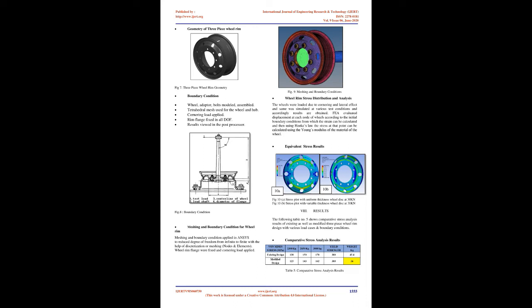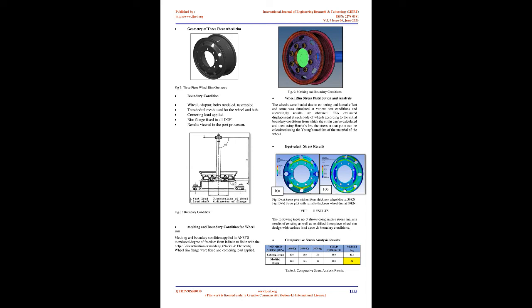7. Analysis. TATA 1109 ILCV wheel rim specification 6.5x20 designed and modeled in 3D using Pro-E software. 3D model imported to ANSYS Workbench for further analysis such as cornering effect through FEA and compare stress analysis at different loading conditions. Geometry of 3-piece wheel rim. Boundary condition: wheel, adapter, bolts modeled and assembled.